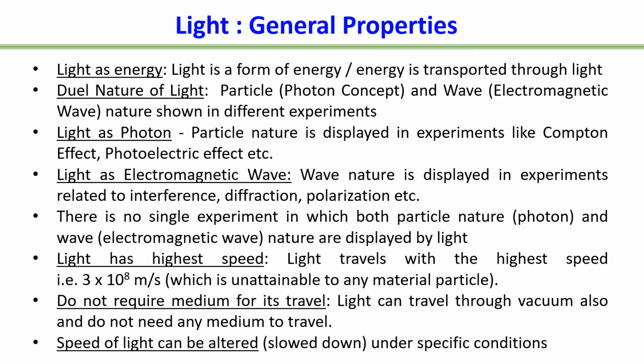Now, under certain experimental conditions, the speed of light can be altered. It can be slowed down. There is no experimental evidence, we can say, where the speed of light can be increased, but definitely the speed of light can be slowed down under certain experimental conditions. It has been proved also.